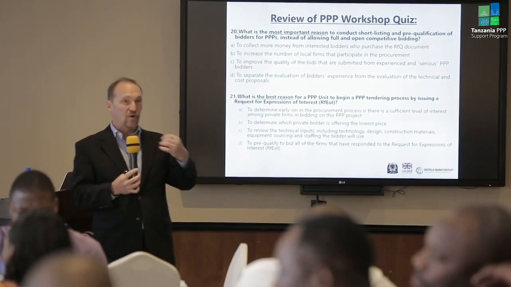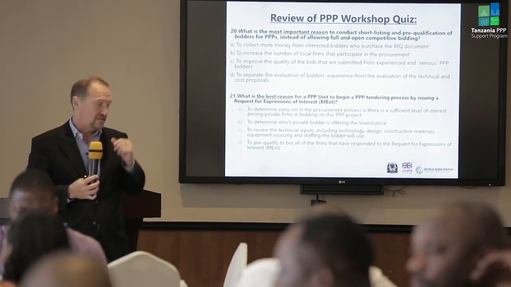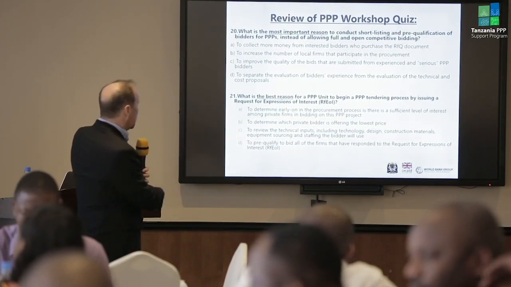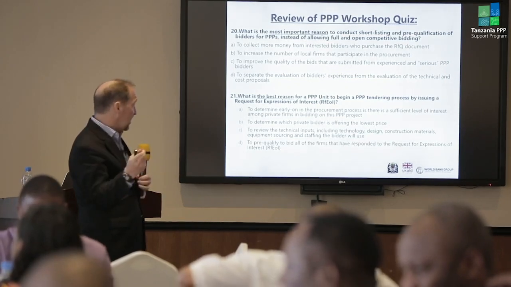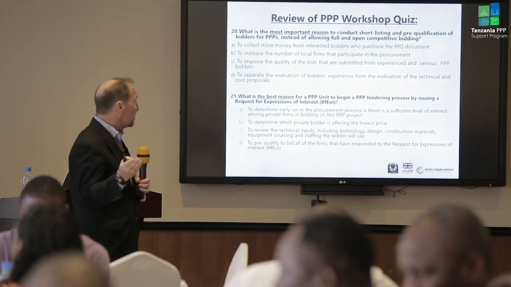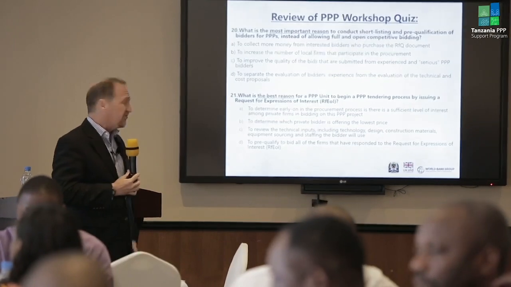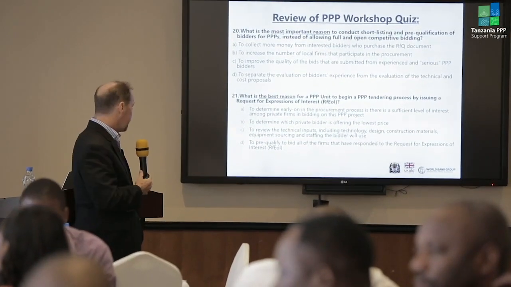All right. Number 21, what is the best reason for a PPP unit to begin a tendering process by issuing a request for expressions of interest? Should know this one. Is it A, to determine early on in the procurement process if there is sufficient level of interest amongst private firms in bidding for this PPP project? Is it B, to determine which private bidder is offering the lowest price?